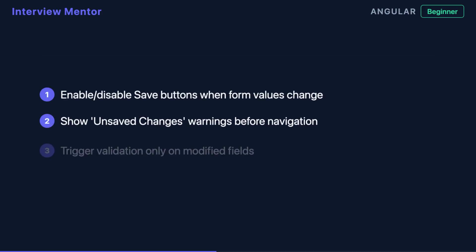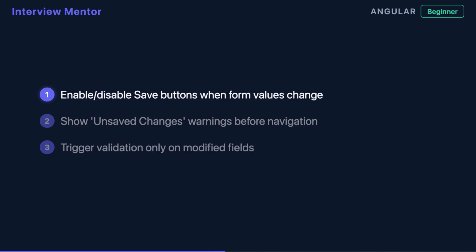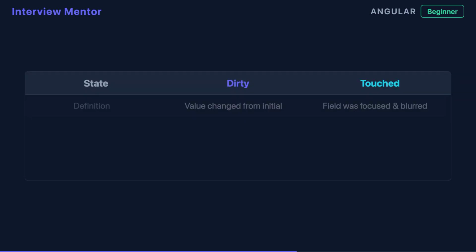So why does this matter? The dirty state is incredibly useful for real-world scenarios. You can enable or disable save buttons based on whether anything changed. You can show unsaved changes warnings when users try to navigate away. And you can trigger validation only on fields that have been modified, improving the user experience by not showing errors prematurely.